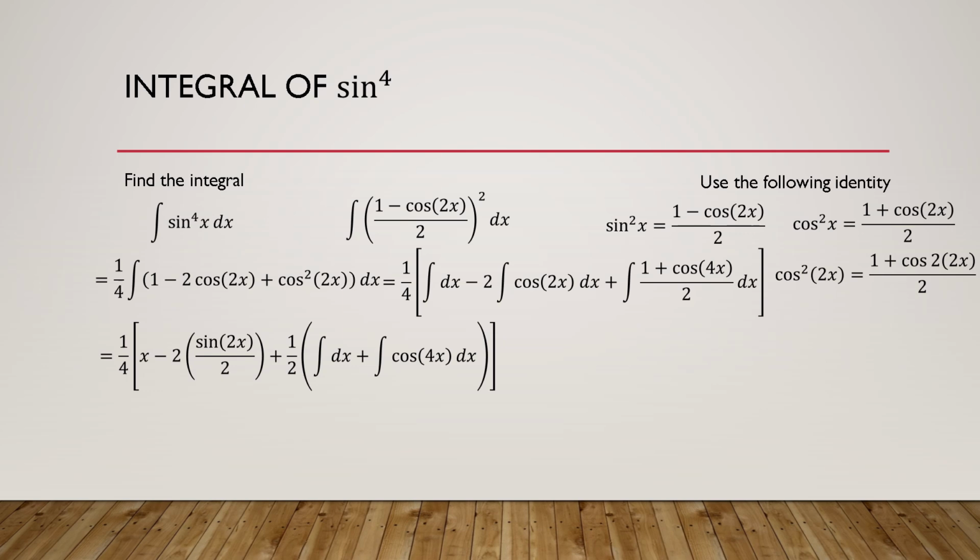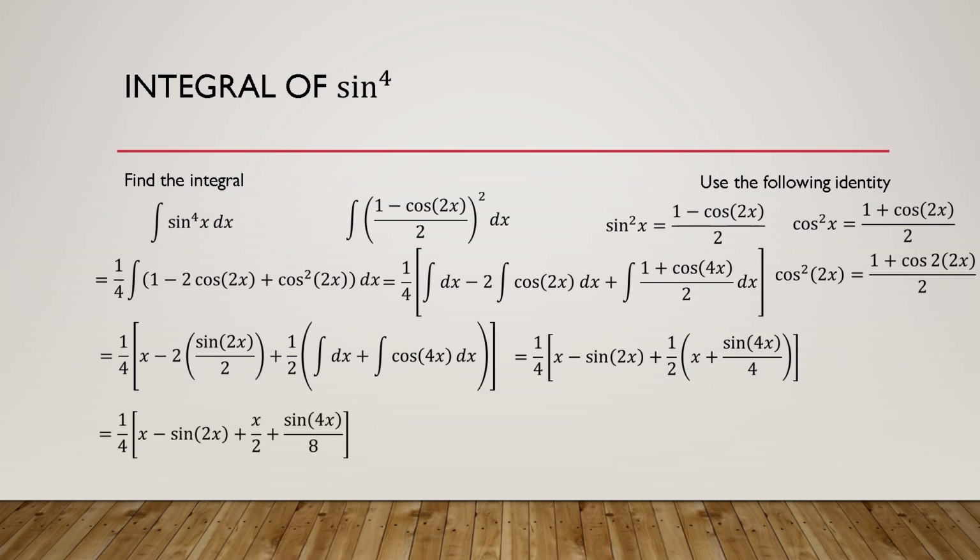Next, we take the two remaining integrals. The integral of dx is x. The integral of cosine 4x can be found with a similar u substitution as before to get sine 4x over 4. We then simplify the inner parentheses to x over 2 plus sine 4x over 8.